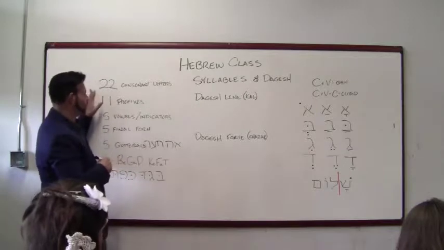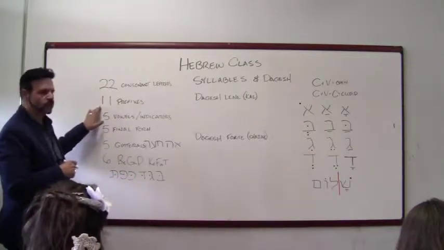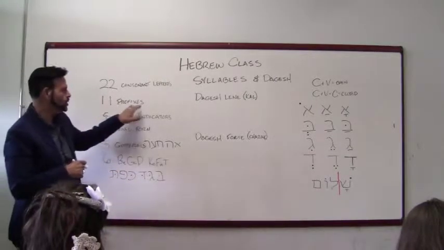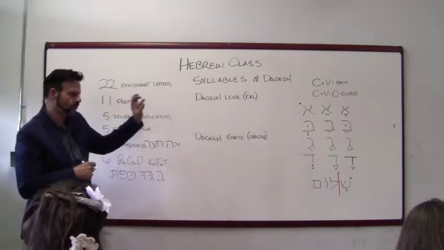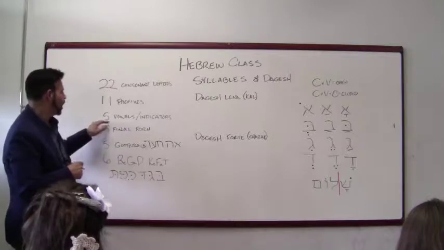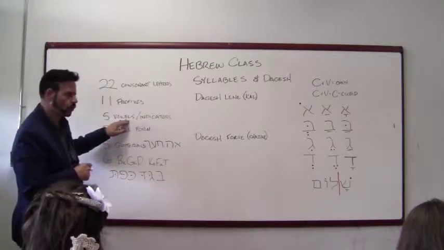We've been learning about the 22 Hebrew letters. 11 of those letters can be prefixes, which represent a whole word attached to the front of the word. That's why it's called a prefix. It's prefixed to the front of a word. We have 5 vowels. We'll review.